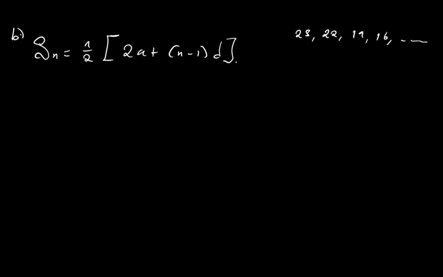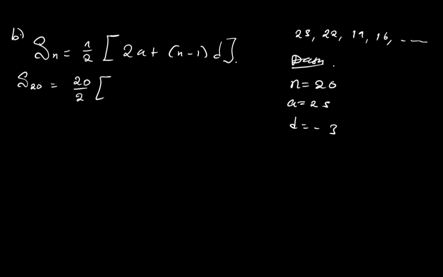Now, we need to find the sum of the first 20 terms. This tells you that the value of n in this case is 20. But the value of a remains the same to be 25, and the value of d remains the same to be minus 3. So this tells you that you have S sub 20 being equal to 20 divided by 2, then 2 times 25, plus 20 minus 1, then times negative 3.